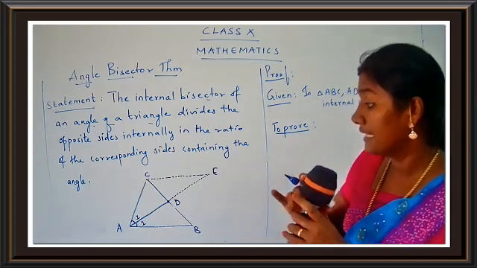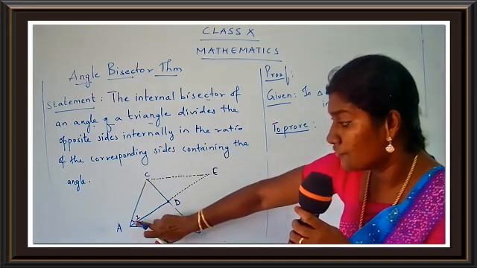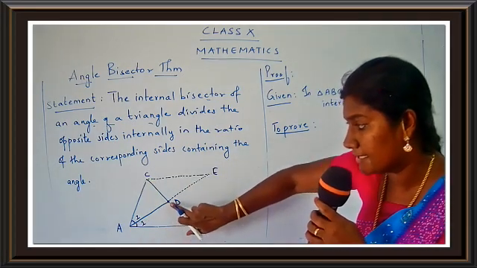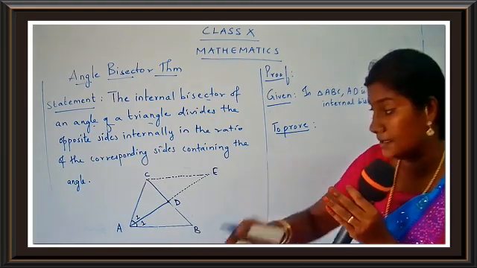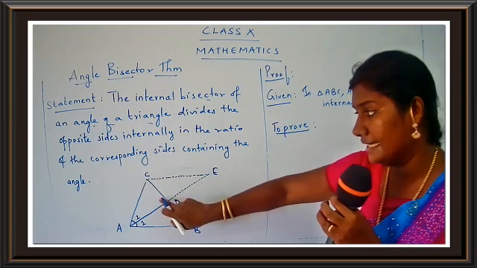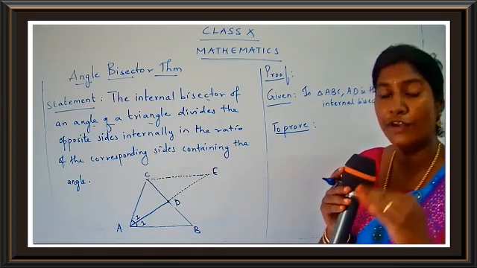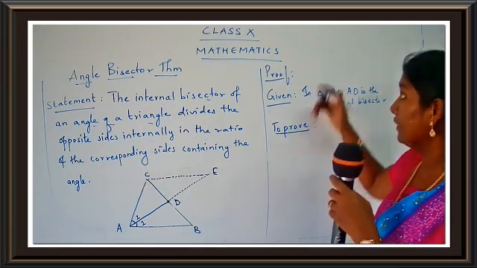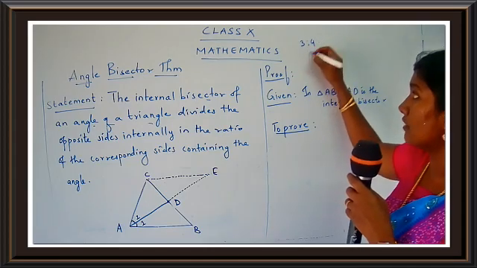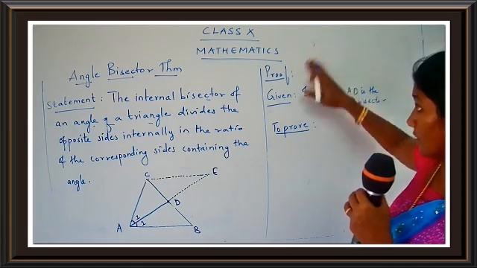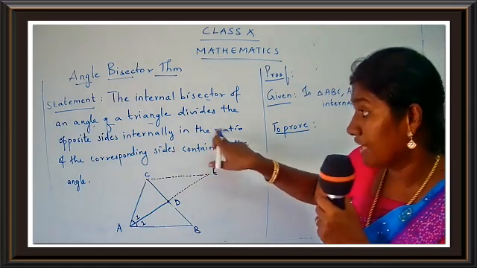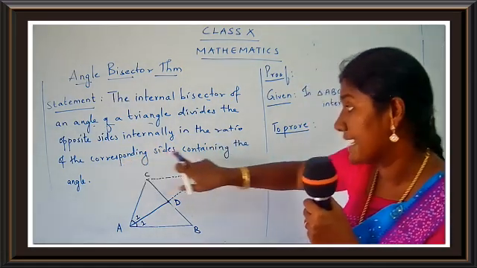Okay, children? That is, we have two parts. Okay. So, when the internal bisector divides this opposite side, you get two parts. That is BD and CD. So, you are going to write down in the form of ratio. You know the meaning of ratio? Like you can write down 3:4, which means what? 3/4. So, we are going to write down in the form of a fraction. Okay. Now, in the ratio of the corresponding sides containing the angle.